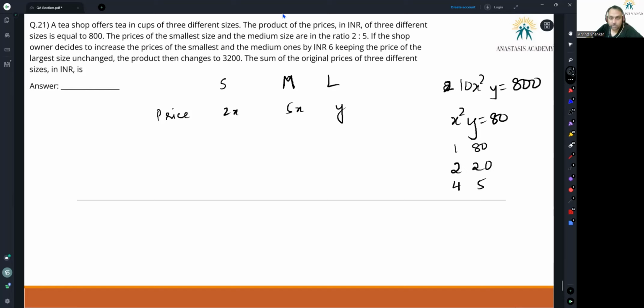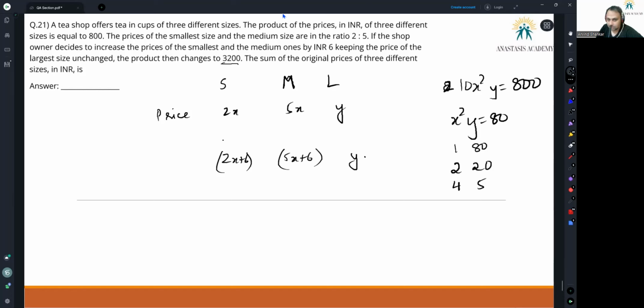Okay, the price of the smallest size and medium size are 2:5. If the shop owner decides to increase the price of the smallest and medium ones by ₹6, keeping the price of the largest size unchanged, the product then changes to 3,200. Okay. So the new price would be 2x plus 6, 5x plus 6, and then y.